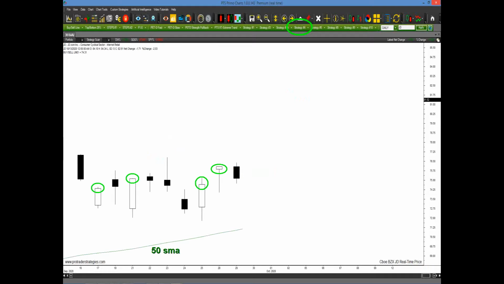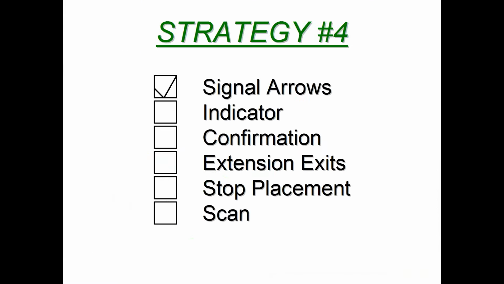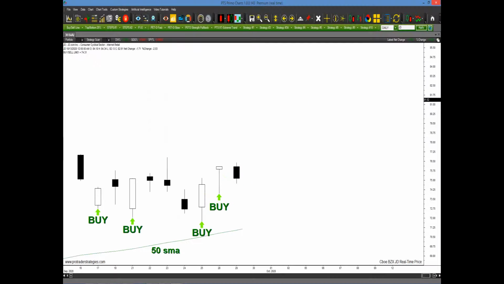Well, you click on strategy number 4 in our green strategy tab, click on signal arrows, and arrows will appear underneath the bars that are valid signals. And guess what? You're correct. These are all valid signals. You see that the overall trend is up, the short-term trend is in sync with the overall trend, and the remaining 2 requirements have been met. So these are all valid signals to go long.